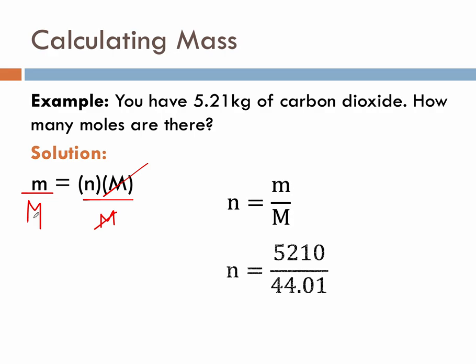We're ready to go, so let's plug in all of our numbers. The mass is 5,210 grams, and the molar mass is 44.01 grams per mole. Toss that into your calculator, and I get 118 moles. Let's check our significant figures. There's 1, 2, 3 sig figs in the problem, so there should be 3 significant figures in my final answer. And that's it.